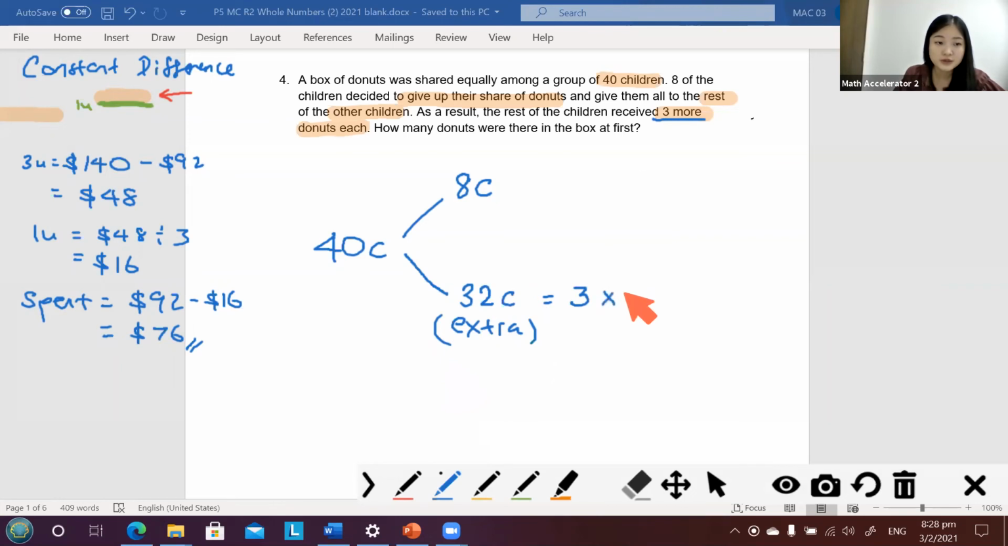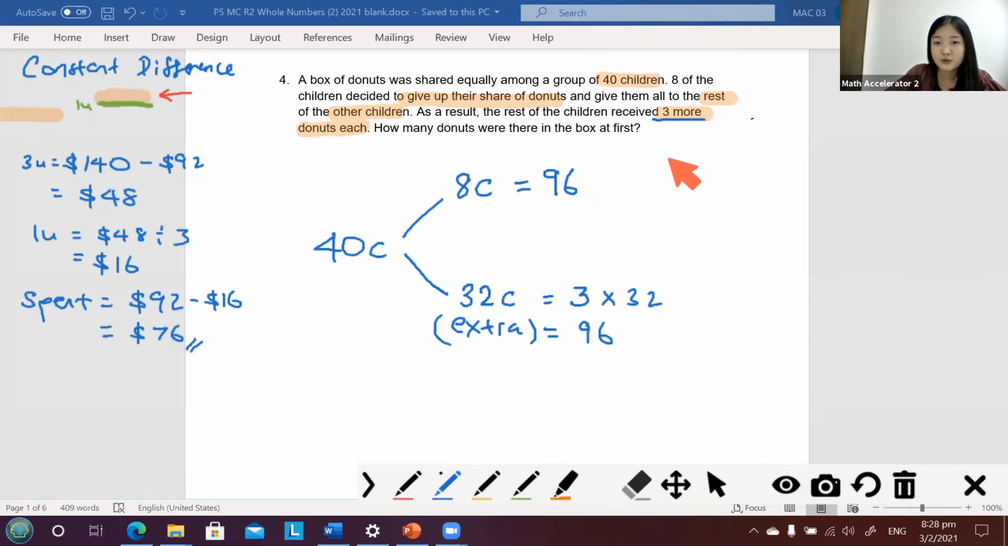So all the 32 here, they'll get 3 more. So 3 times 32, that would be 96. This is the extra that they get. All of this extra came from the 8 children over here, which means these 8 children had this 96 donuts, which was then split among the 32 here so that they each get 3. Once you make this connection, the 8 children had 96 donuts at first.